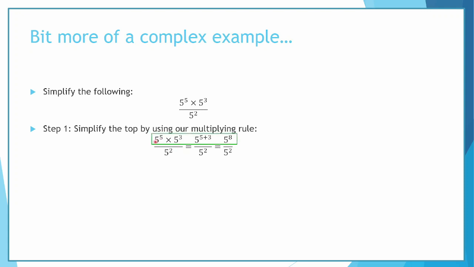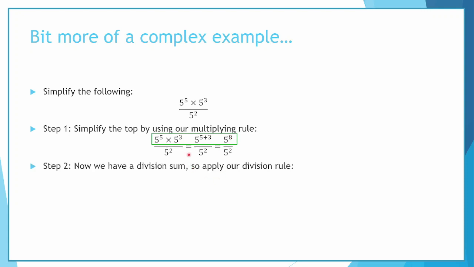So we can see that on the top we've got 5 to the power of 5 times 5 to the power of 3. So we can use our multiplying rule to simplify this down. So instead of 5 to the power of 5 times 5 to the power of 3, we're going to do 5 to the power of 5 plus 3. So we're going to add our powers together, which gives us 5 to the power of 8.